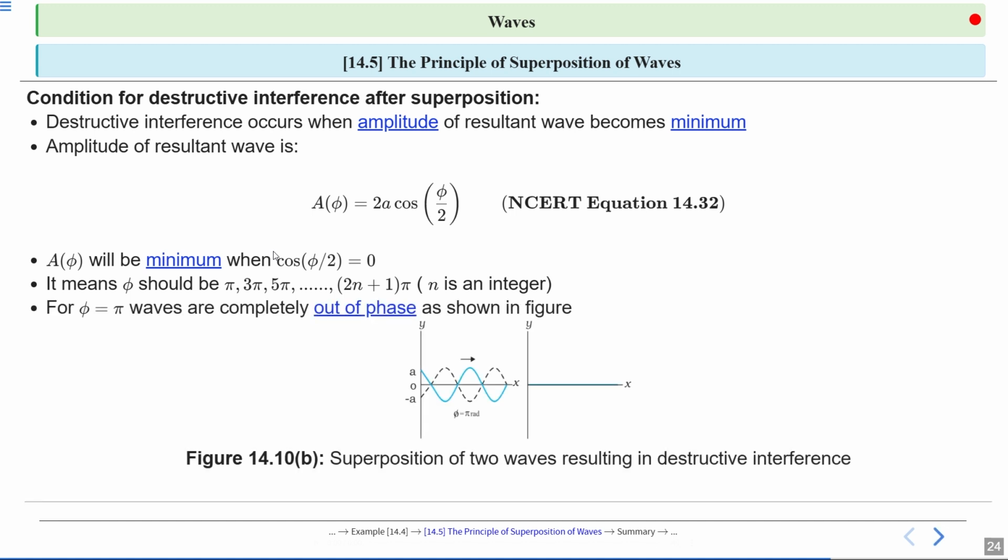So for phi equal to pi, waves are completely out of phase as shown in the figure. You can see this in the figure where the peaks of one wave line up with the troughs of the other, resulting in complete cancellation. This is a classic case of destructive interference as shown in figure 14.10b.